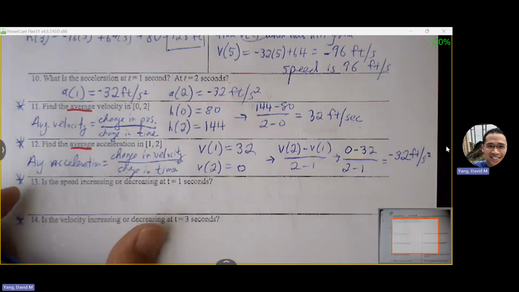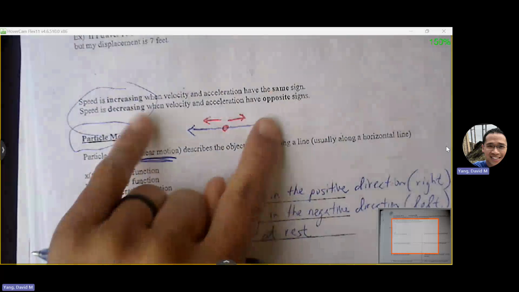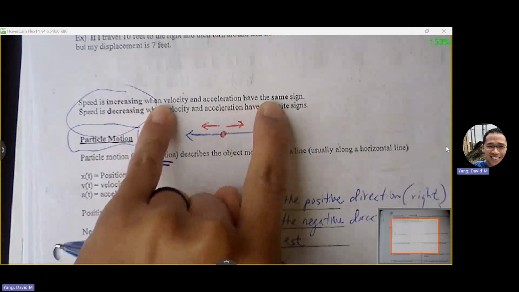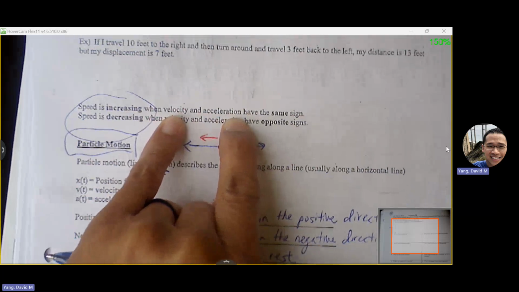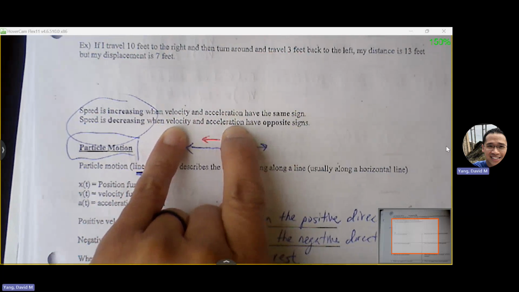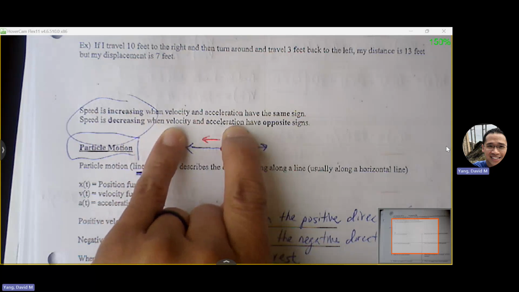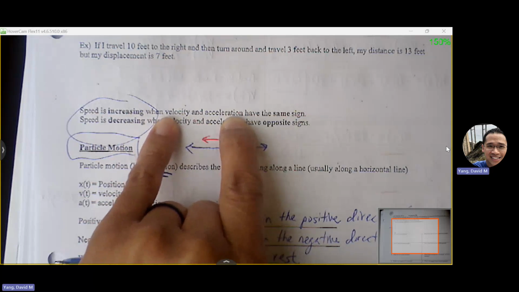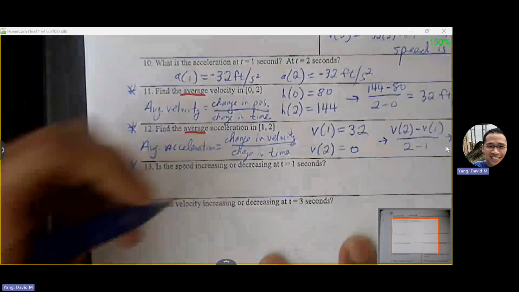Is the speed increasing or decreasing at t equals 1 second? So we talked about how if we want to do increasing, decreasing speed, we're going to be comparing the signs between velocity and acceleration. If the velocity and acceleration have the same signs, then speed is increasing. If velocity and acceleration have different signs, then speed is decreasing. So if one is positive, the other is negative, my speed is decreasing. But if they're both positive or they're both negative, then my speed is increasing. So we got to compare signs, right?